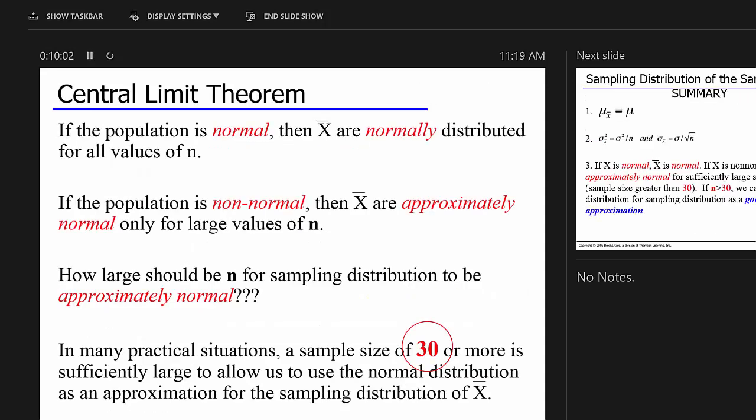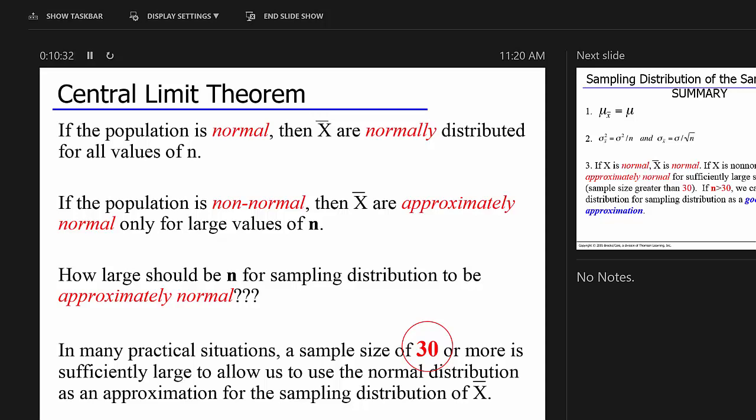The actual answer is, if you look at different textbooks, you will see different answers. That's basically a blurry area. It's not an exact science. Some textbooks will tell you 25. The textbook that I referenced says 30. So if you have a sample size of 30 or more, then you can pretty much assume that your sampling distribution is normally distributed.